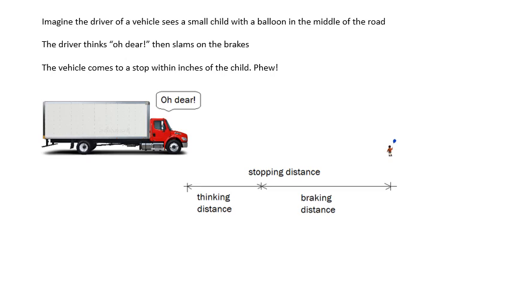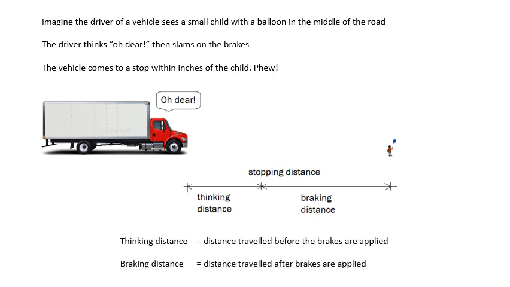The stopping distance is made up of the thinking distance and the braking distance. Now, what does that mean? Well, the thinking distance is before they apply the brakes. So they see the child, they think, "Oh, blimey," and they press the brakes, and they travel a certain distance before the brakes are applied. And then the braking distance is after the brakes are applied, so how far they travel before they stop. The total stopping distance is made up of those two.